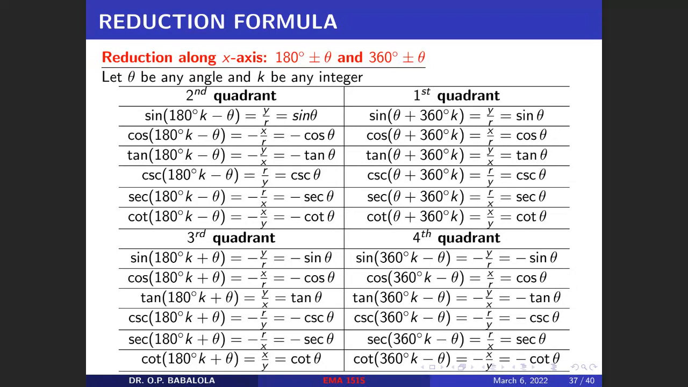Reduction formula is given in two terms. We have reduction along the x-axis and reduction along the y-axis. For reduction along the x-axis, I want you to just sketch it on your paper. Just draw the four quadrants. Your x-axis is the horizontal line, right? And your y-axis is the vertical line. On your x-axis, to the left is 180 degrees and to the right is 360 degrees.